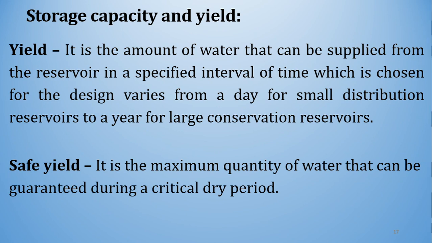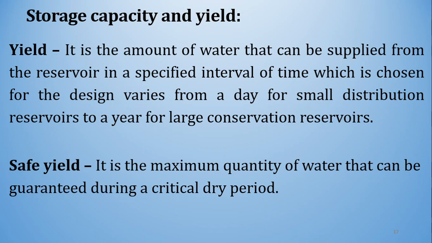Then yield. It is the amount of water that can be supplied from the reservoir in a specified interval of time, which is chosen for the design and varies from a day for small distribution reservoirs to a year for large conservation reservoirs. So the amount of water that can be supplied from the reservoir in a specified duration, whether per day or per annum, is what is called the yield.